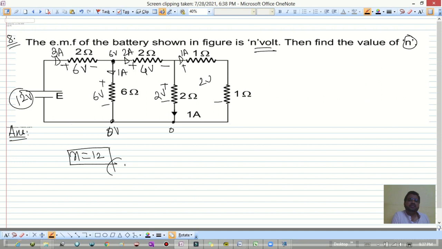Now why I consider 6 volt over here is because, if we consider 0, and you go from this point to this point, let us consider this as x. So x minus 4 minus 2 must be equal to 0. So x must be equal to 6 volts. So this is how you have to think in the circuit. So the answer for this is 12.